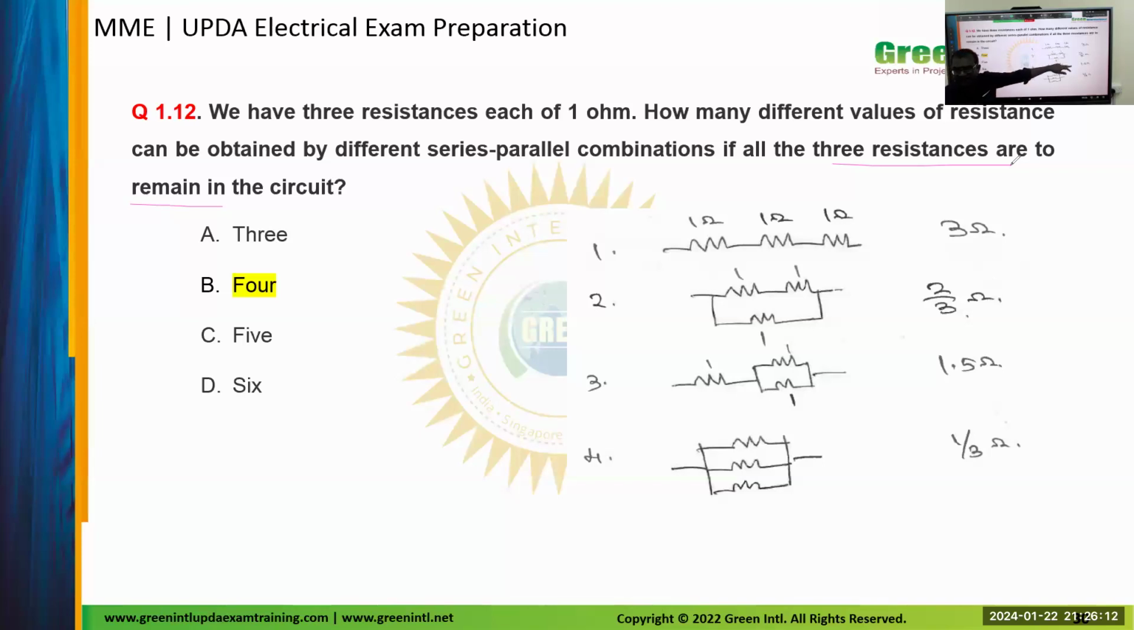All the resistances in series, all the resistances in parallel, or these mixed combinations. Each combination has a different resistance value. So that's why the answer is 4.